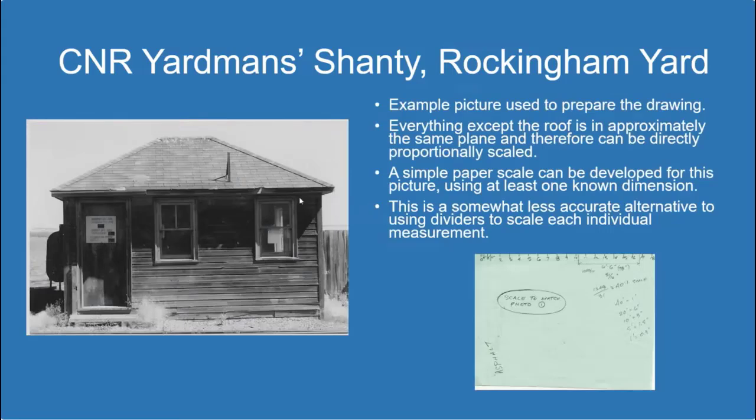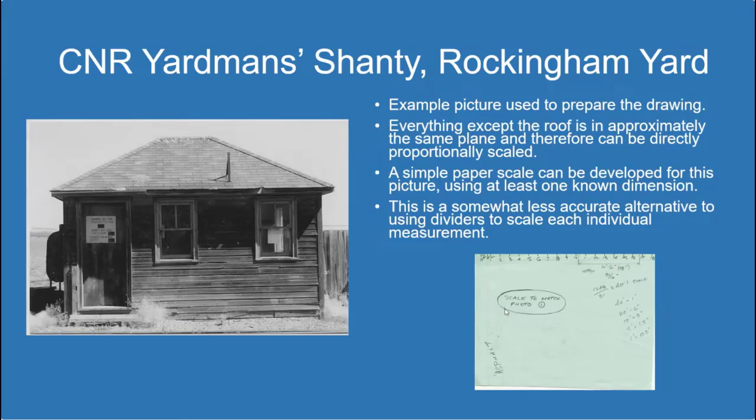This picture is an example of one I took at the time. And if you think about the front of the building, everything is in the same plane except the roof. So if I knew the width of the building, I could proportionately scale off the width of the windows and the door and the spacing between the windows, even the size of the sign, and so on. If you knew the height of the boards, you can also figure out the height and check that against field dimensions you might have taken.